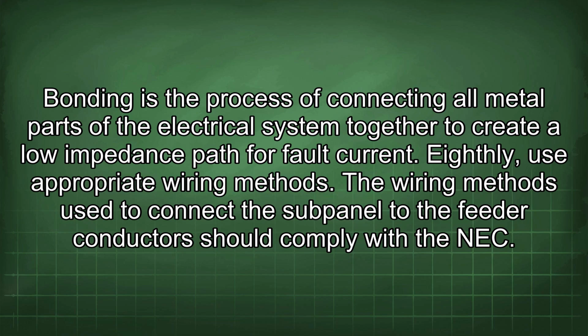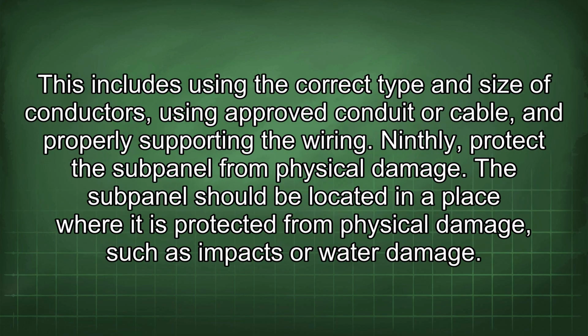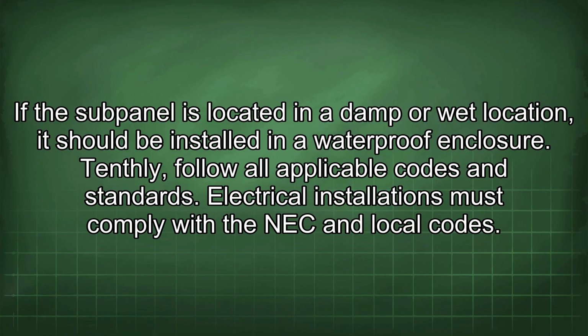Eighthly, use appropriate wiring methods. The wiring methods used to connect the subpanel to the feeder conductors should comply with the NEC. This includes using the correct type and size of conductors, using approved conduit or cable, and properly supporting the wiring. Ninthly, protect the subpanel from physical damage. The subpanel should be located in a place where it is protected from physical damage, such as impacts or water damage. If the subpanel is located in a damp or wet location, it should be installed in a waterproof enclosure.